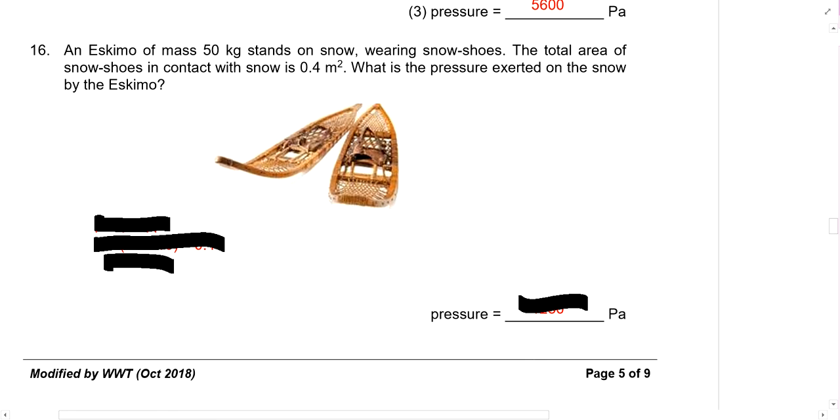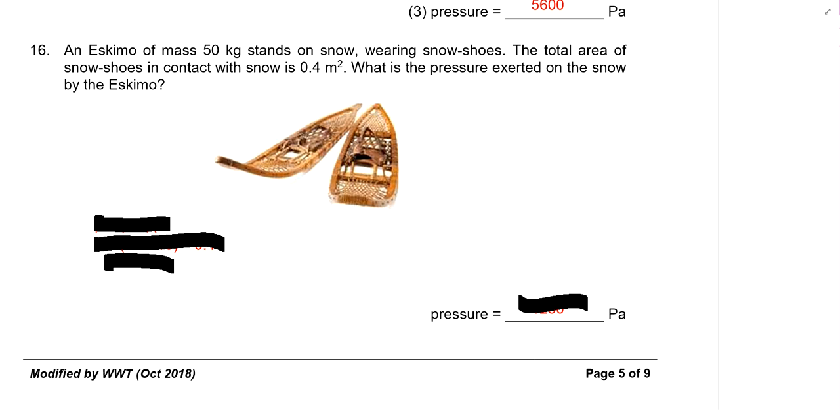Next, Eskimo. Where does the Eskimo live? Very cold places, right? A lot of snow. Snow is soft. Can you imagine walking on snow? Will you sink into the snow? Yes, likely you will sink unless the snow is very packed. Okay? So, in order for him not to sink into the snow, he wears special shoes over here.